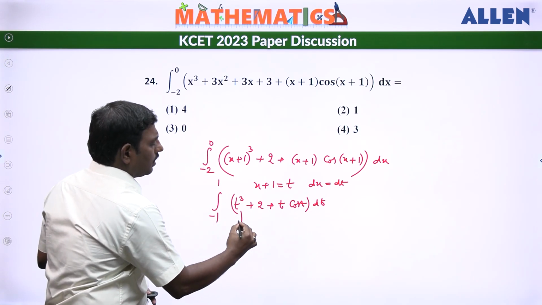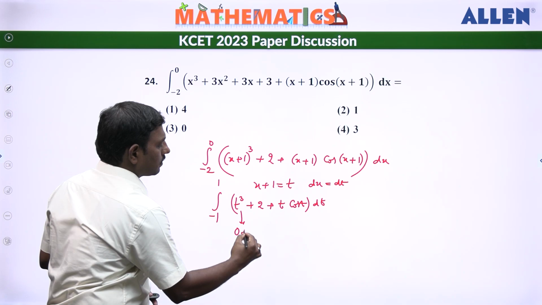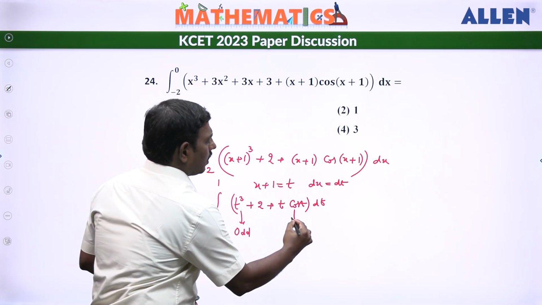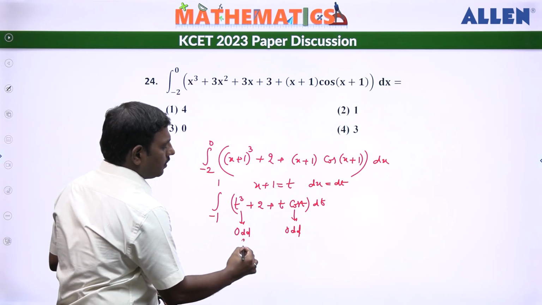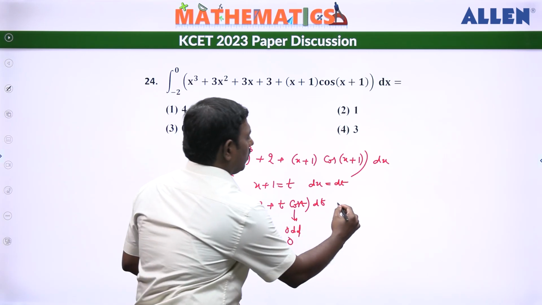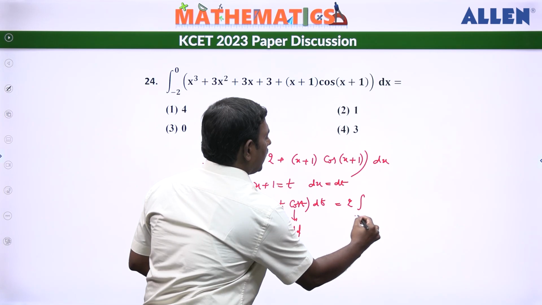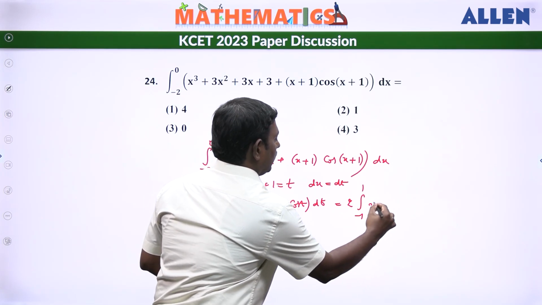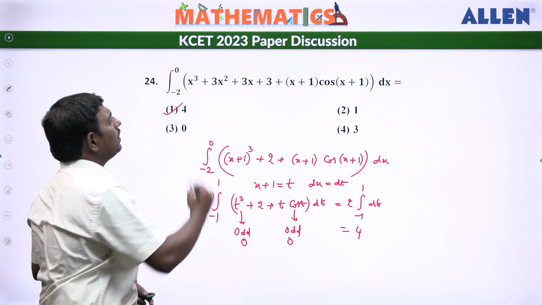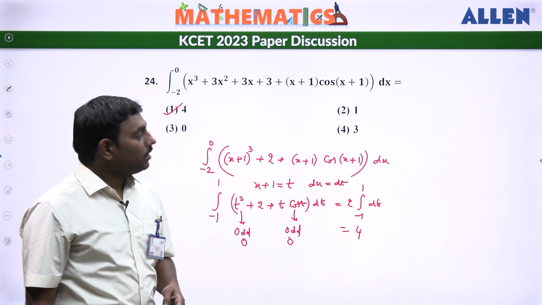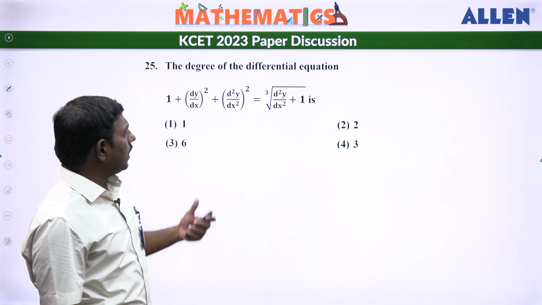Now clearly we can observe t cube is an odd function and here t cos t is an odd function. So the integration values are 0. So now this is equal to 2 times integral from minus 1 to 1 dt. So that is equal to 4, which is option number 1. So next I am moving to question number 25.